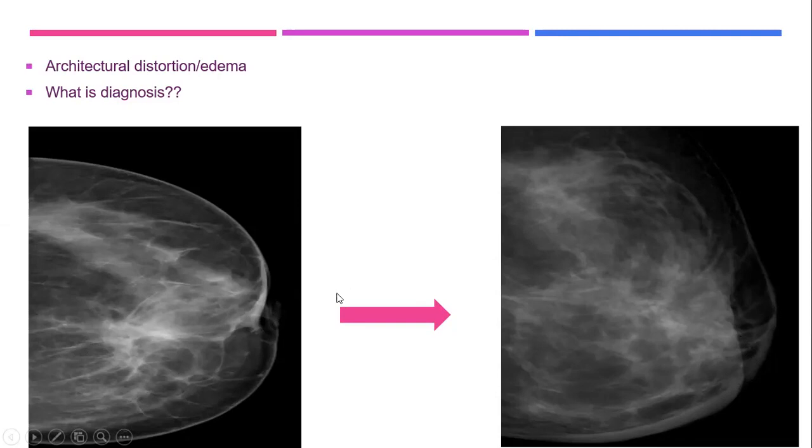But even look at the distortion here at the nipple area and retraction. Is it the same? Here, at least you could see the nipple. Here, there is more retraction. And look at the skin thickening and the trabecular thickening here. It was there. Could you appreciate it here? It's more here in the recent image. So, what does it signify?